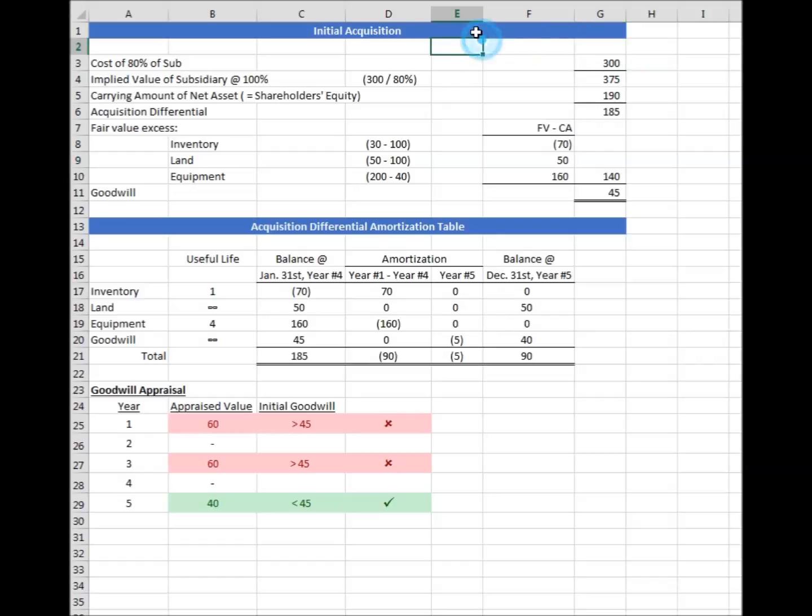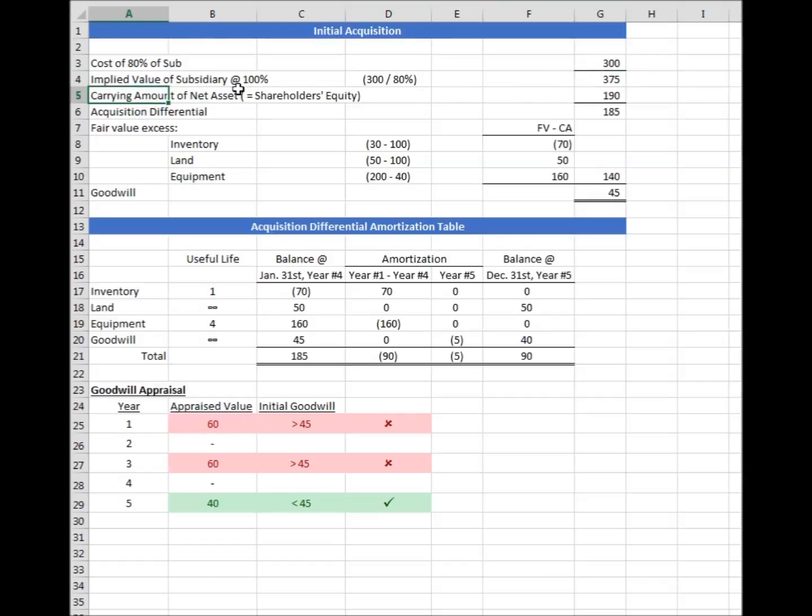Okay, so I'm sure you guys know that you would definitely want to start by calculating the acquisition differential and goodwill. So in the problem, it tells us that the cost of the sub is $300, and to figure out the implied value at 100%, we simply divide the $300 by 80%, providing us with $375 for 100% of the sub. And that's pretty easy, and we're just going to continue through this.